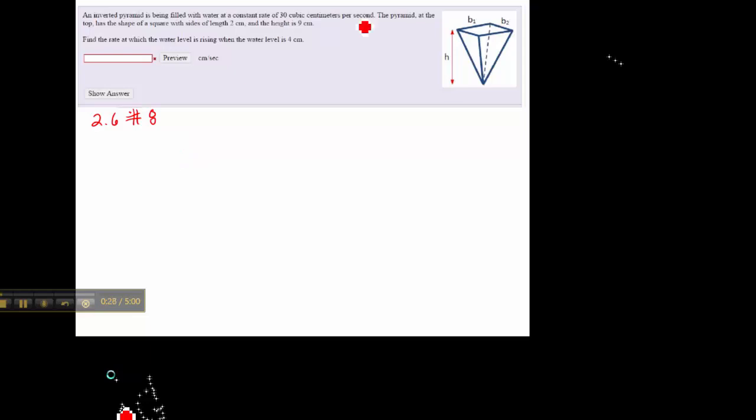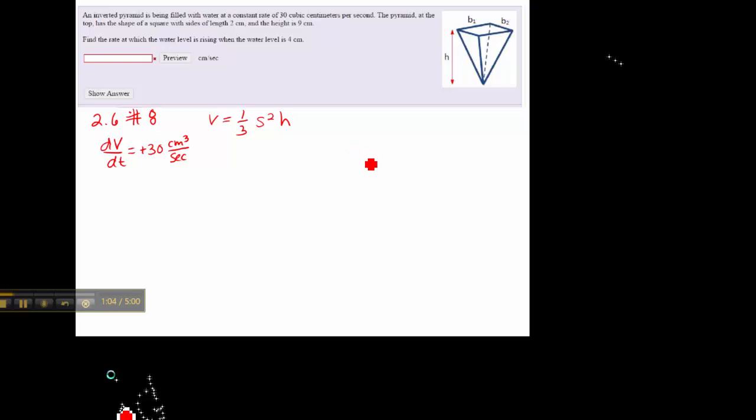So first of all, if we read the problem, it says that the water is being filled at a constant rate of 30 cubic centimeters per second. So that tells me dV/dt equals a positive 30 cubic centimeters per second. Now the volume of a pyramid is 1/3, and it would be the area of the base. In this case it's a square, so we know that it's side squared times the height.